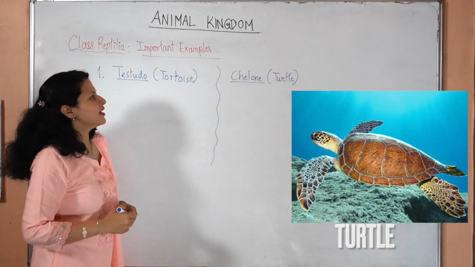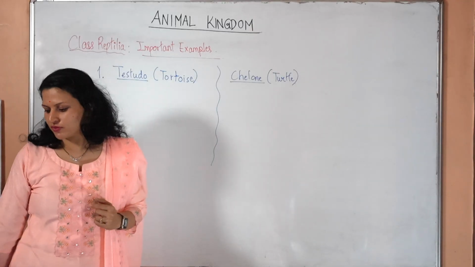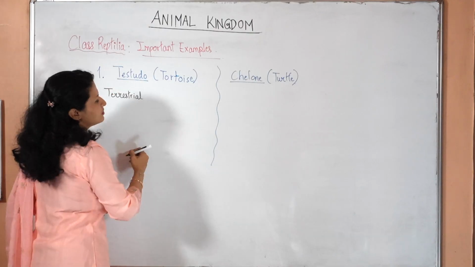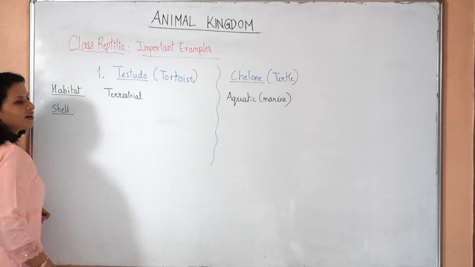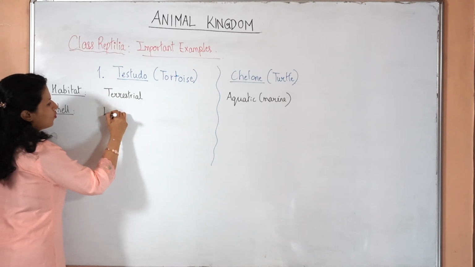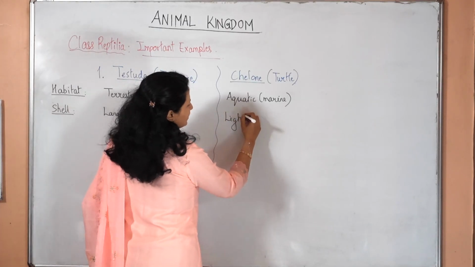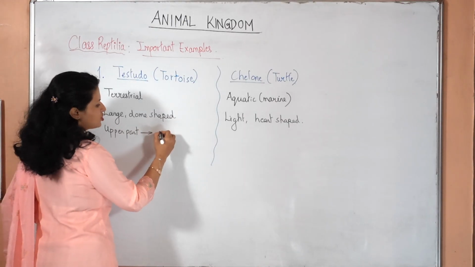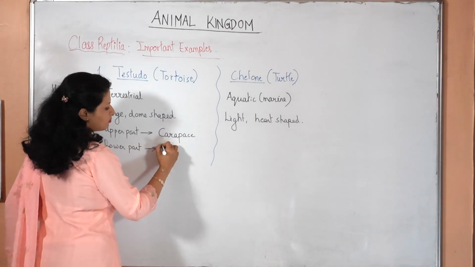Can you understand why we are discussing them together? They look almost similar, but there are differences between them. First of all, habitat. The tortoise is terrestrial, but the Chelone is aquatic, it's marine. The shell, both have the presence of a shell on their bodies, which is large and dome-shaped in case of the tortoise, but in case of Chelone, it is light and it is heart-shaped. In case of tortoise, the upper part of the shell is called as carapace and the lower part of the shell is called as plastron.